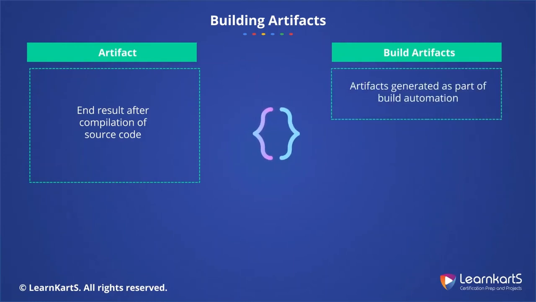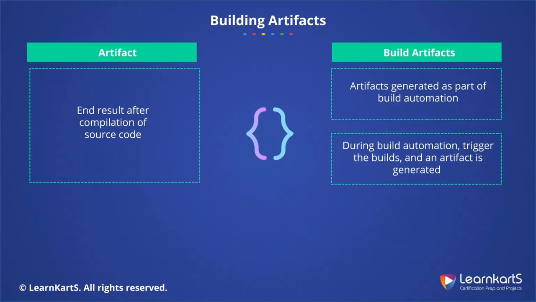So if we relate all these things, the moment you do the build automation, you trigger the builds. After that, you will have an artifact generated, and that's something we call a build artifact in this case. So that's the main thing, the main stuff which we really wanted to consider and implement over here.